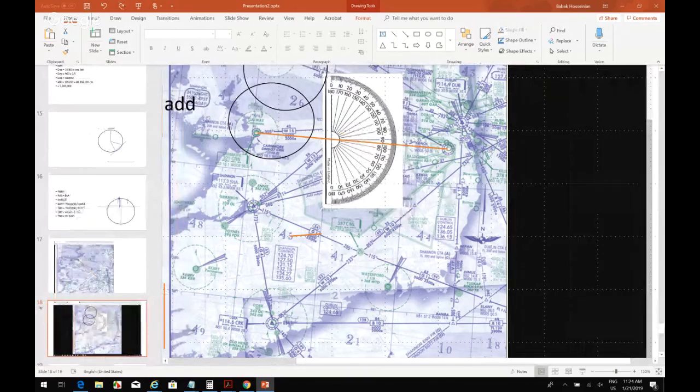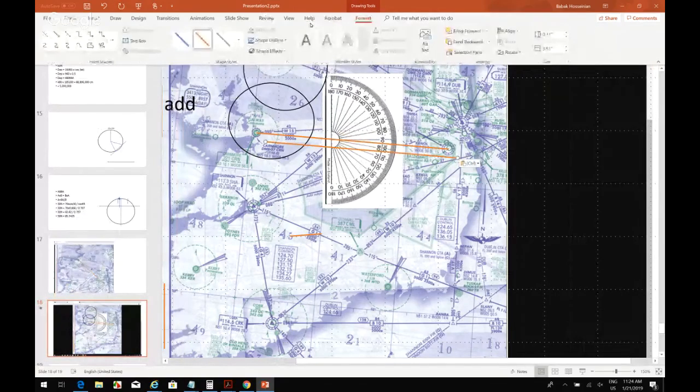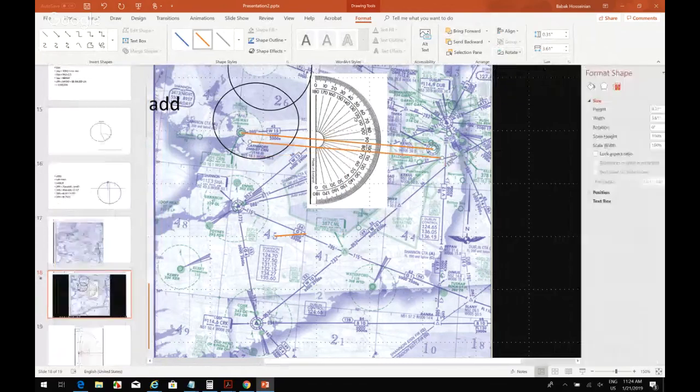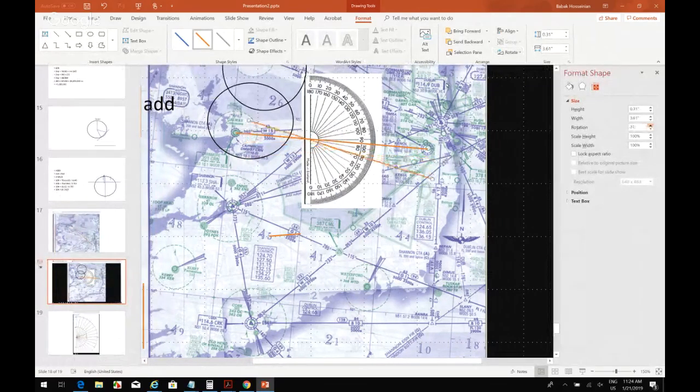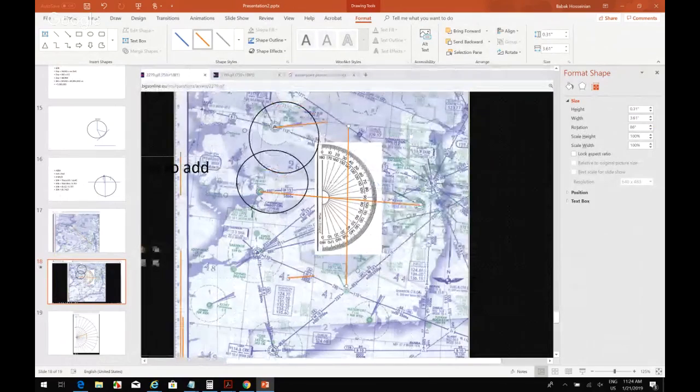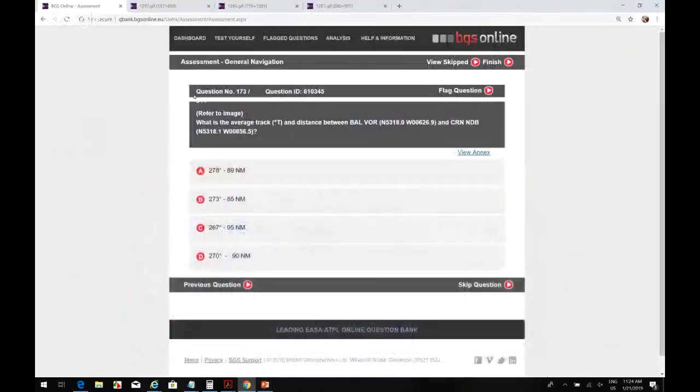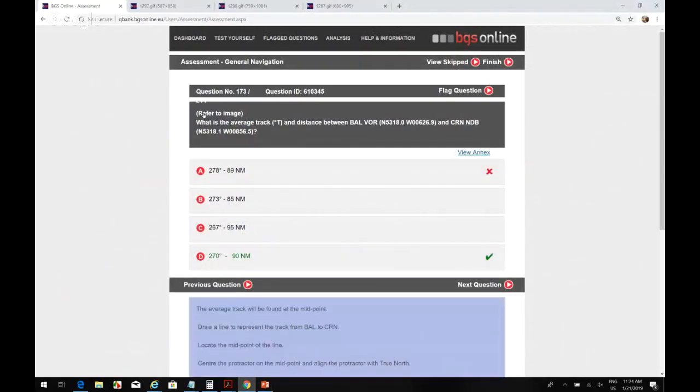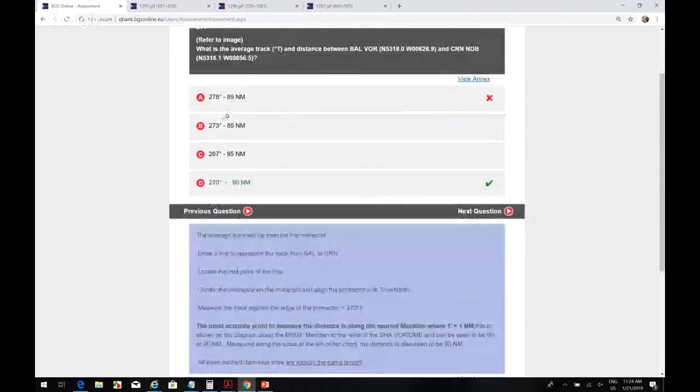Let's take this one and rotate that. Okay, we want to get the measurement of this line. From 50 to 140, that's 90. So the closest one is A. No, got it wrong. 270.